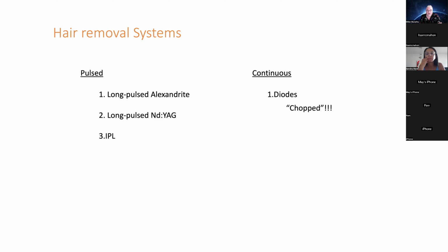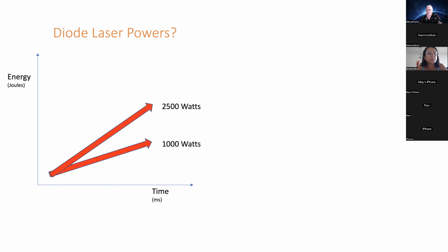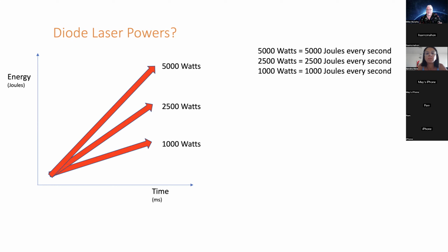And I think a lot of people out there do have these problems with diode lasers. The problem with diode lasers is that they can have different powers, as we all know. So some of them might give you an output power of 1,000 watts. Some of them will give you maybe 2,500 watts, and some will give you 5,000 watts. And the problem then is, how do these all relate? Because it's not actually that obvious. The situation here is, if you have a 5,000 watt laser, then it's going to deliver 5,000 joules every second.